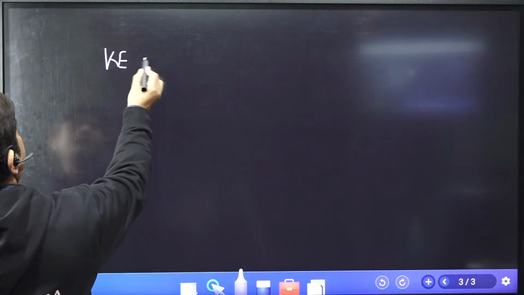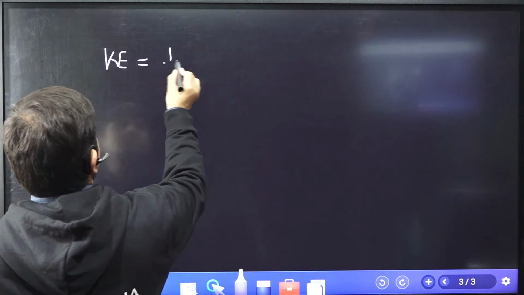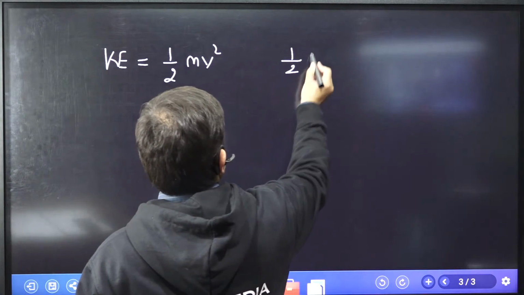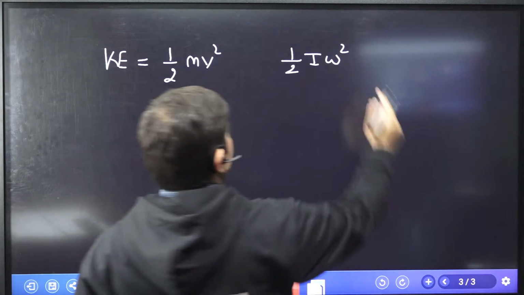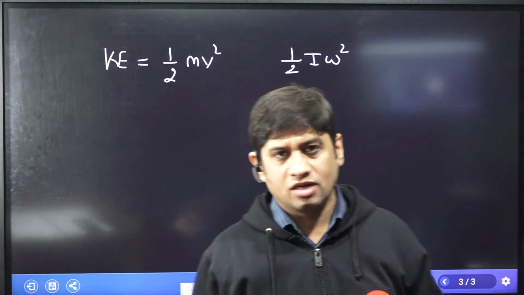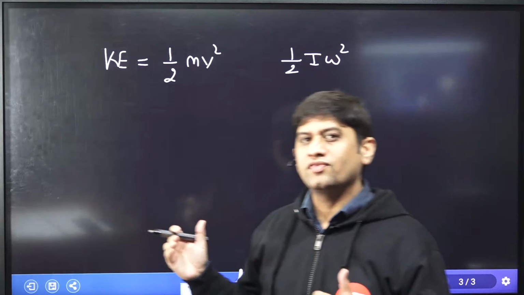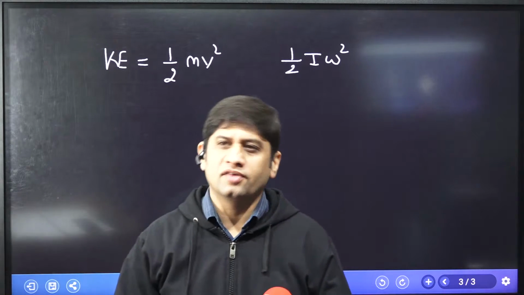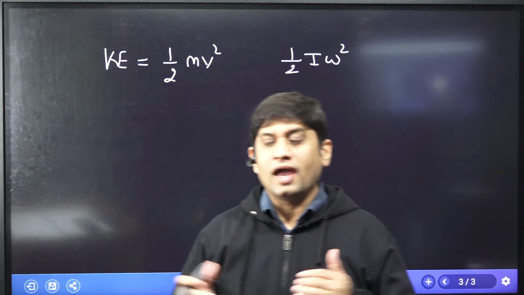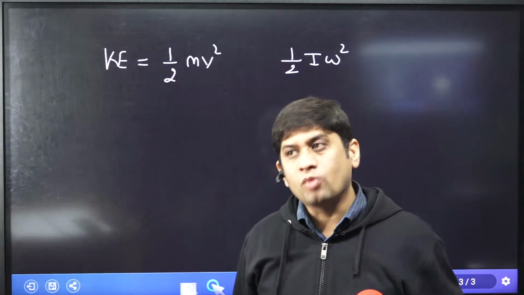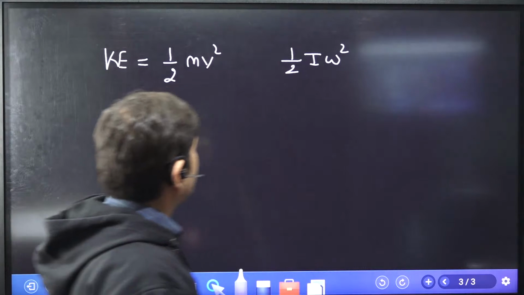When we talk about kinetic energy, it has the formula half of mv square for the linear case and half of I omega square for the rotational case. So if the body is having purely rotational motion, then the kinetic energy is half of I omega square. But majority of bodies have rotational motion and translational motion both, something like in rolling motion.